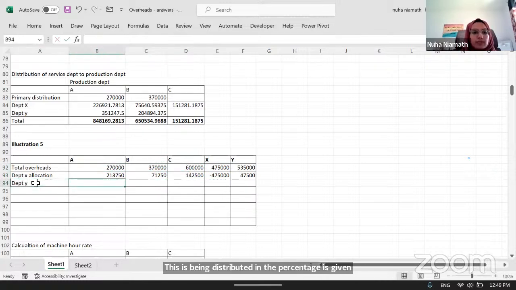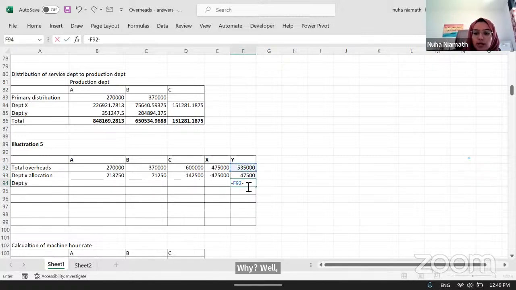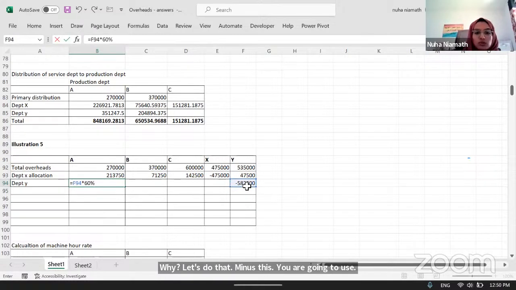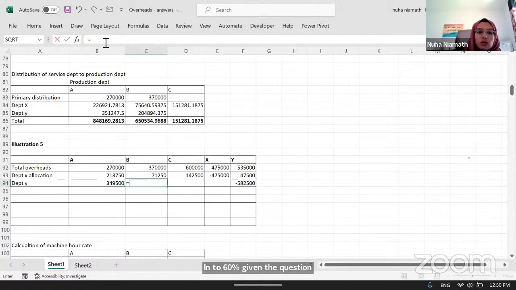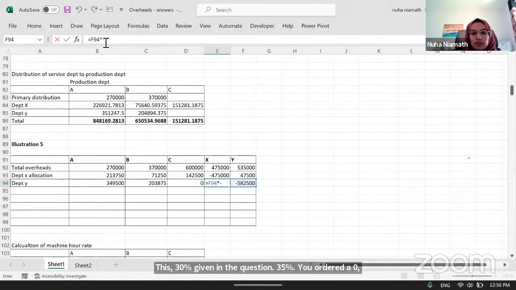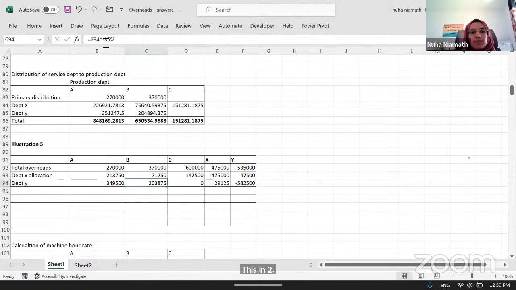Now coming to department Y. Department Y, we can see that the total is coming to 582,500. So let's do that. Minus this, minus this. So we'll reduce that. We'll bring it to 0. Here we're going to use into 60% given in the question. This into 35% given in the question. Here it is 0, nothing in the question. This into 5%, right? 5% goes to X. So we have distributed everything amongst the others.